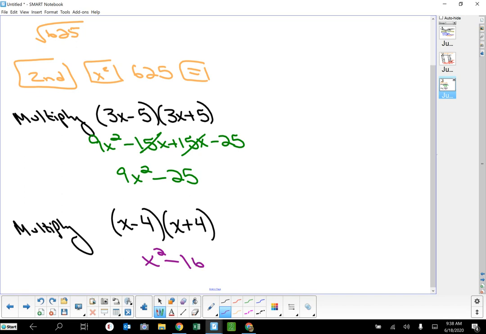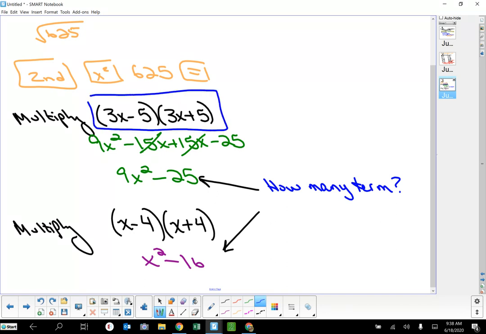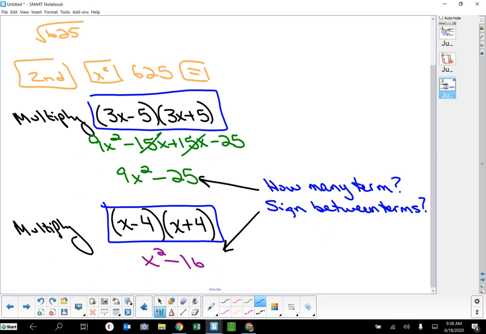All right, so here's my question with both of these. That one and this one. How many terms are in each answer? Okay, you started out with two binomials being multiplied by each other. You ended up with answers that both had two terms, right? How about the sign between the terms? Well, notice that they're both a minus sign or a negative.